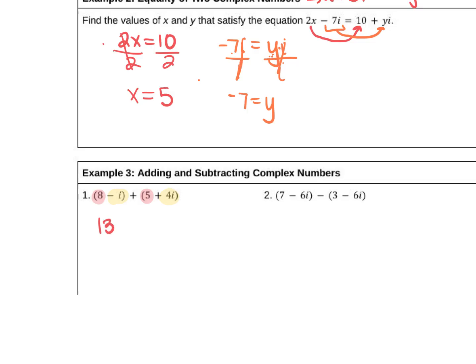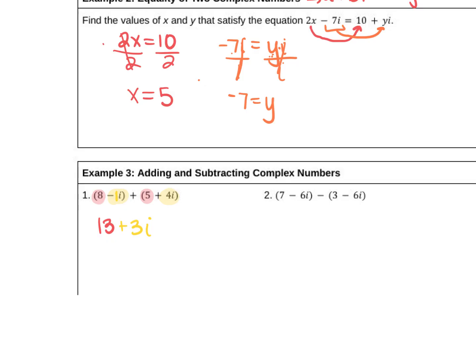What do you guys think? Negative, remember that's a 1i. Even if I don't see the 1 in front of it, I could add it if I wanted to. What's a negative 1i plus 4i? 3i, yeah. And that's it. That's what you put. You can't combine that and say 16i because that's the real part and the imaginary part. We got to keep them separate.